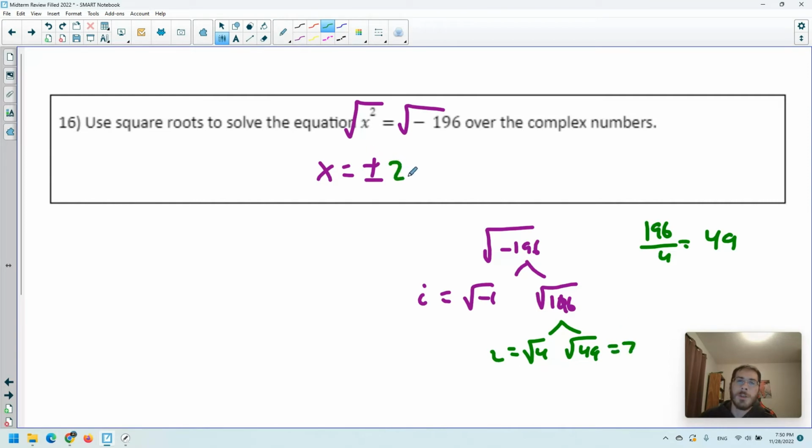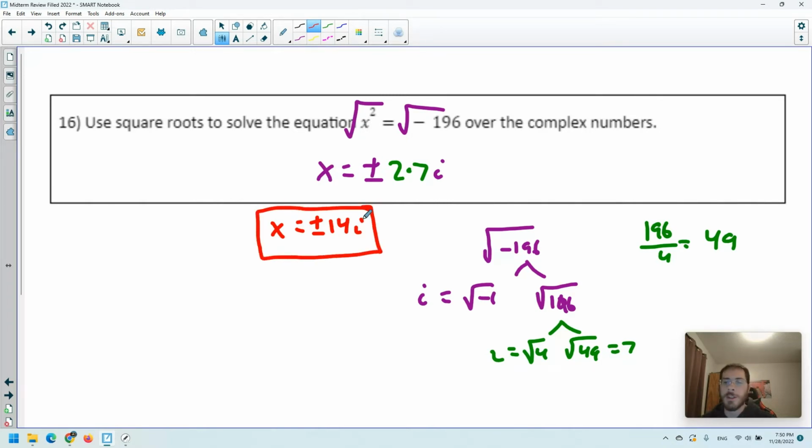So I'm going to get 2 times 7 with the i. But 2 times 7 is going to be 14. Now you might have seen that as 196 already and just jumped right to the answer, and that's totally fine. But that's what we get.